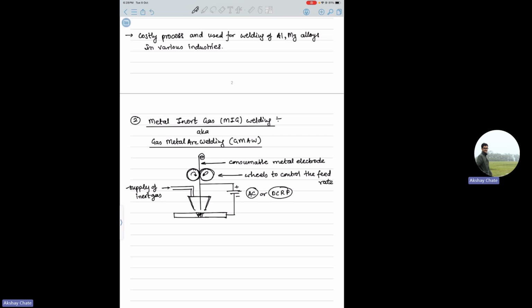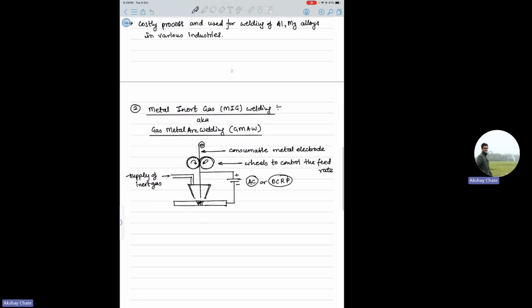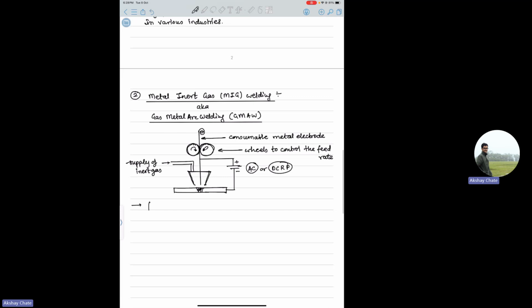Okay, so depending on the feed rate, faster welding rates are possible. You can control this by controlling the feed rate using these rollers and the power supply current or voltage, whatever it is. So that you can do, and you can have a faster rate of welding.